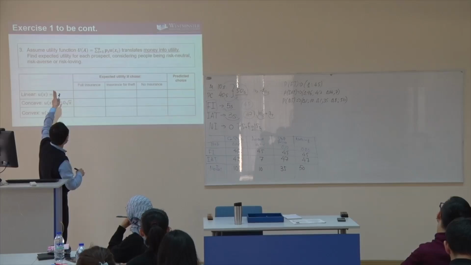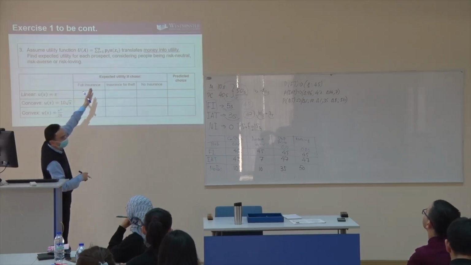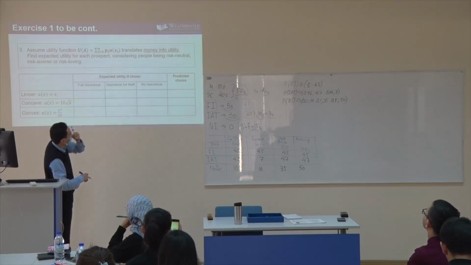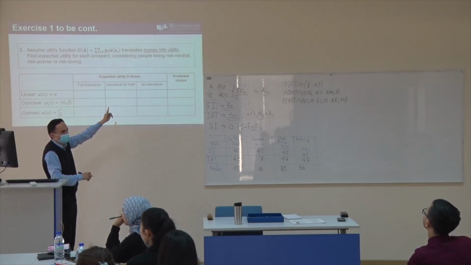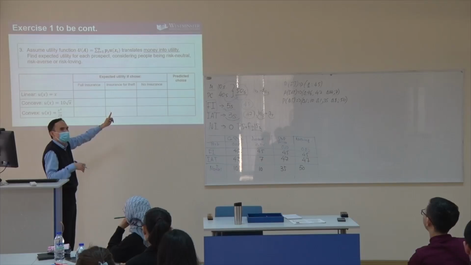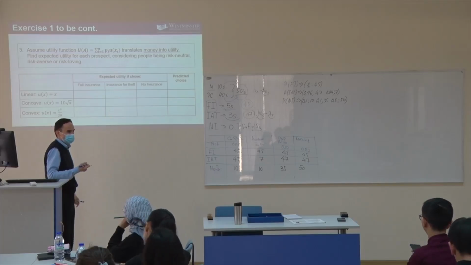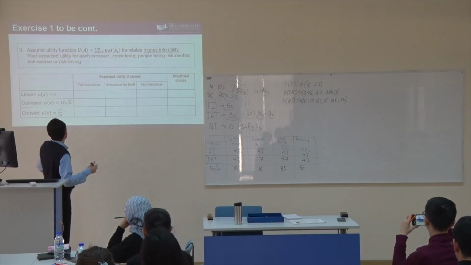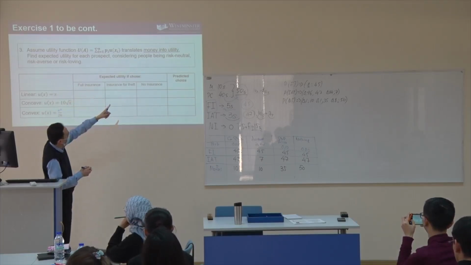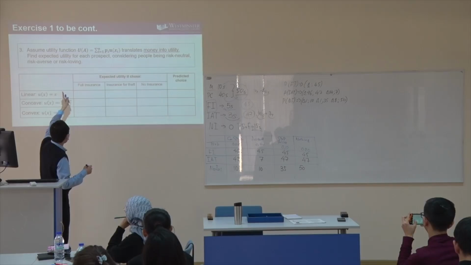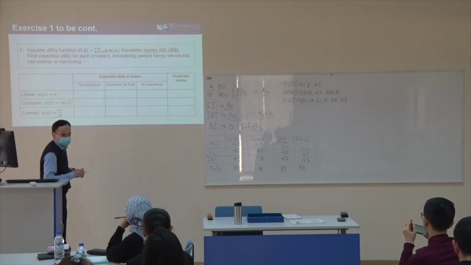Now, assume the utility function is given as the following, okay, a utility function, which translates money into utility. So now we are saying that the more money we have, the happier we are. Find expected utility for each prospect considering people being risk neutral, risk averse, and risk loving.